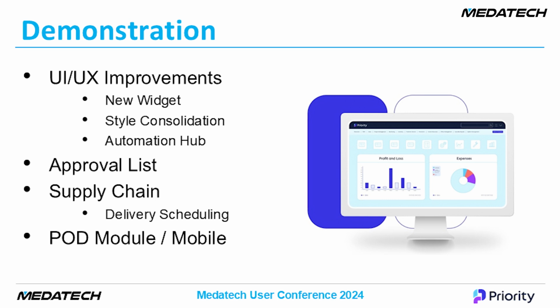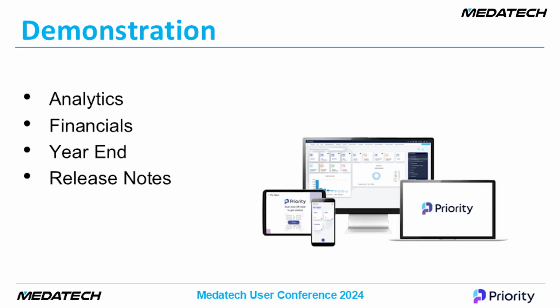We'll talk about approvals. Then we'll talk about delivery scheduling to look at supply chain, which will lead us on to introducing a new module, the proof of delivery module. Once we've done that, we'll have a look at some of the changes in analytics, moving on to financials, a new year-end wizard, and the release notes. So let's switch into live.